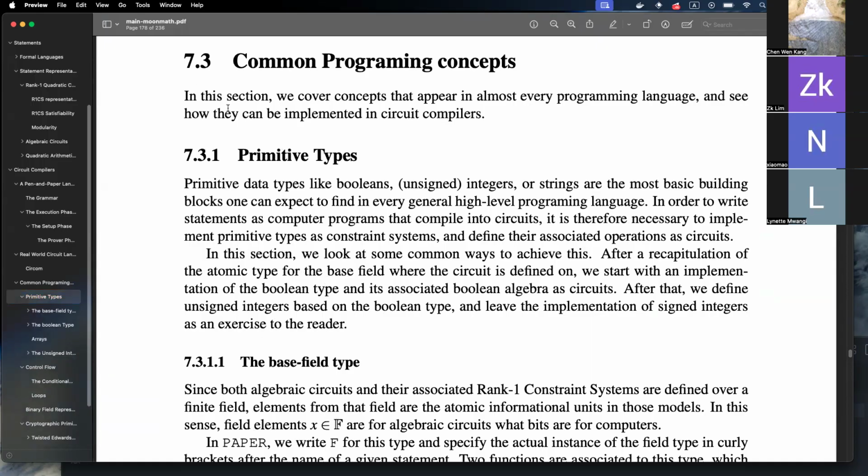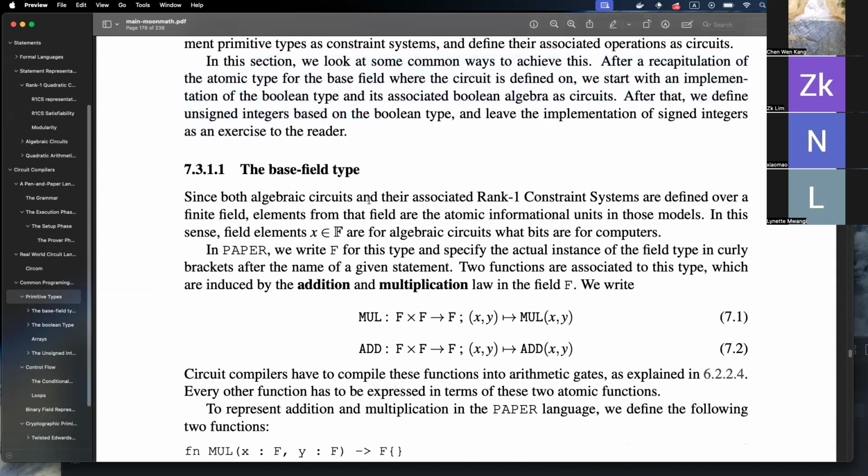So for a circuit programming language, your primitive types would be more towards things that your field supports, or that your curve supports, depending on which it is. Strings are probably very hard to support, but technically you can convert a string into some field element, and that works. Anyways, what's the base field type?